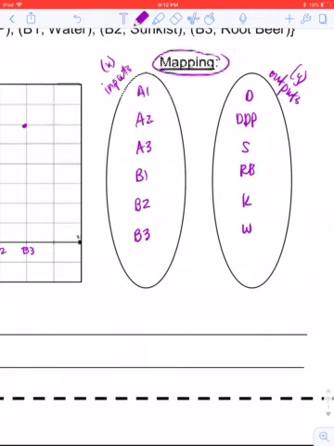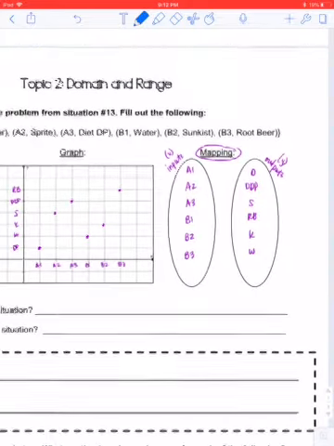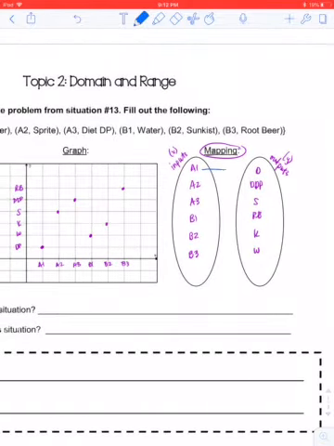Now the way a mapping works is that you use arrows to connect one side to the other. So for example, we know that A1 would give you Dr. Pepper. So I'm going to draw an arrow from A1 to Dr. Pepper. If I pressed A2, I would get a Sprite. So I draw an arrow from A2 to Sprite. If I press A3, I get Diet Dr. Pepper, etc., etc. Okay, so that's all a mapping is. It's just a visual representation of inputs going to their respective outputs.